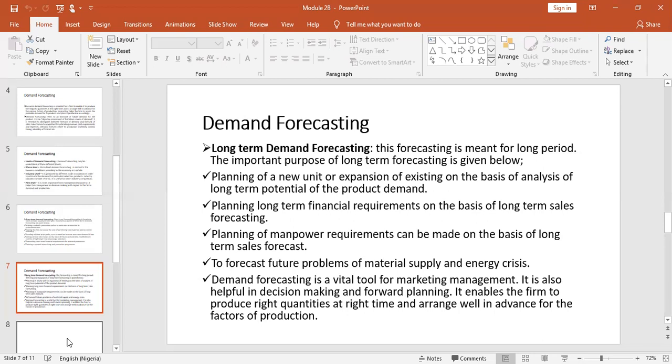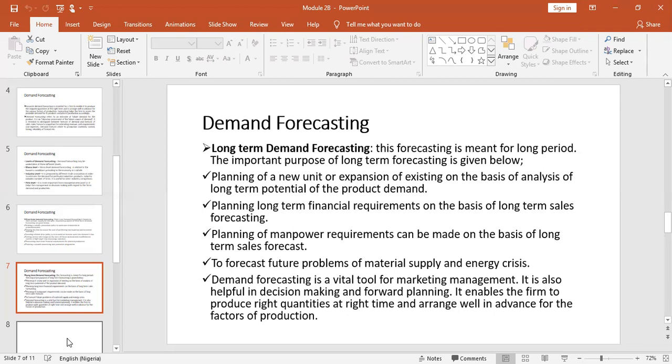To forecast future problems of material supply and energy crisis, of course, yes. For a country like Nigeria, where energy is a very major issue, especially electricity, having a plan to take care of eventualities is also very critical for the survival of the farm.